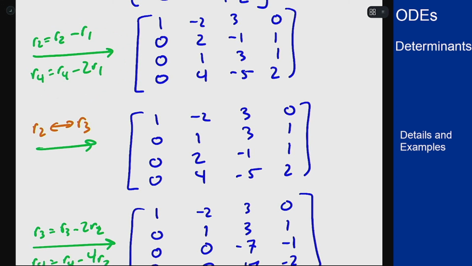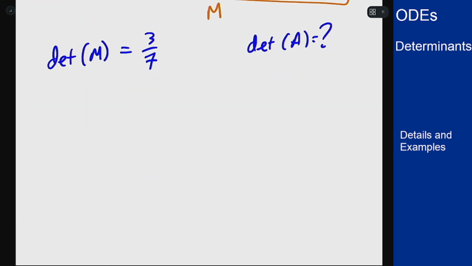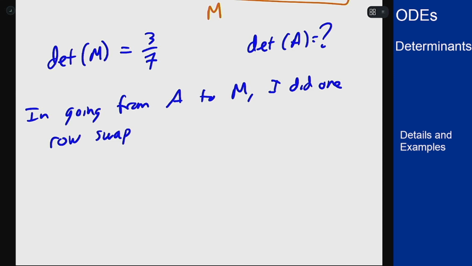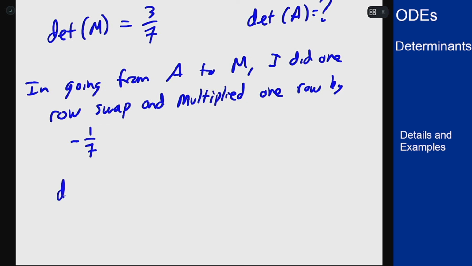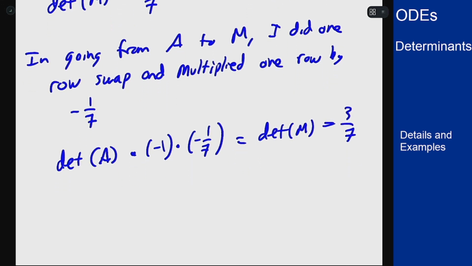So I started with A. I did one swap, that adds a minus sign. And then I multiplied a row by negative 1/7, so the determinant was also multiplied by negative 1/7. So in going from A to M, I did one row swap and multiplied one row by negative 1/7. This means that the determinant of A times a negative 1 from the row swap times a negative 1/7 for the multiplication equals the determinant of M, which was 3/7. If we solve this out, we get that the determinant of A is 3, just like before.